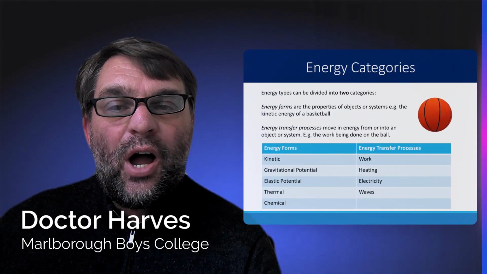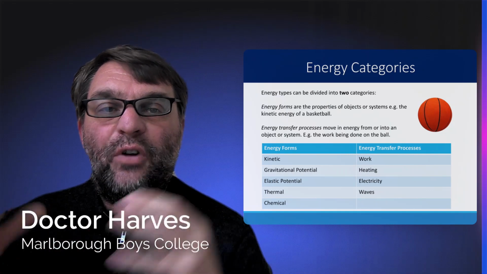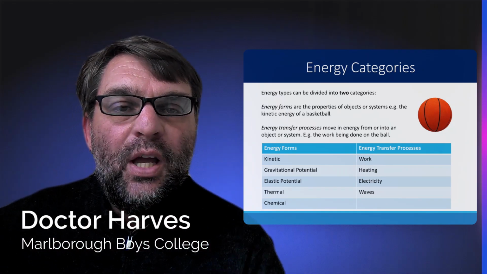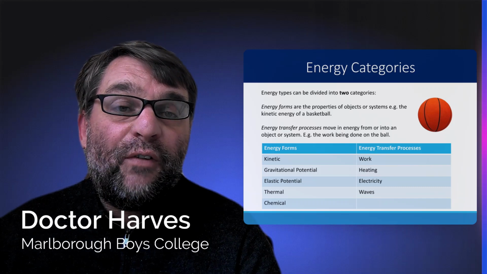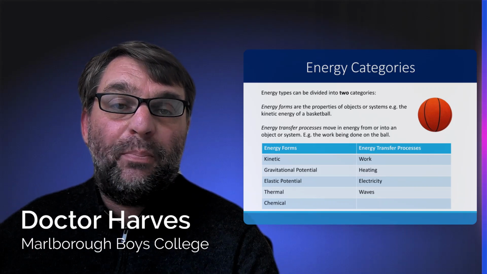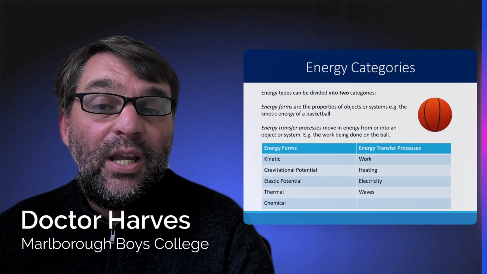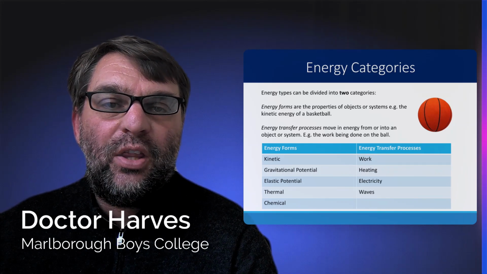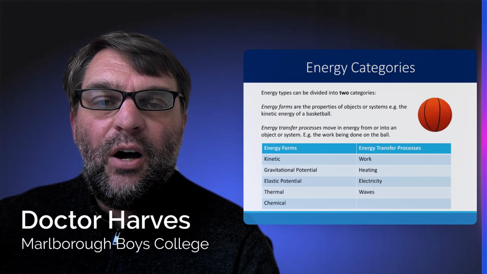So energy types can essentially be broken down into two different categories. In the previous lessons, we were looking at energy forms, which are basically the properties of objects or systems. So we have here a basketball. The basketball can have kinetic energy at certain points, and it can also have gravitational potential energy. Those are examples of energy forms.